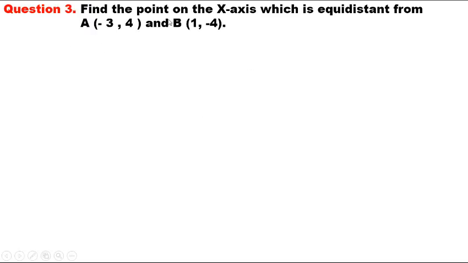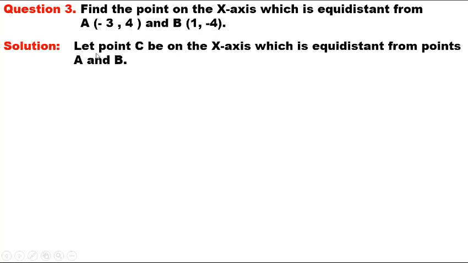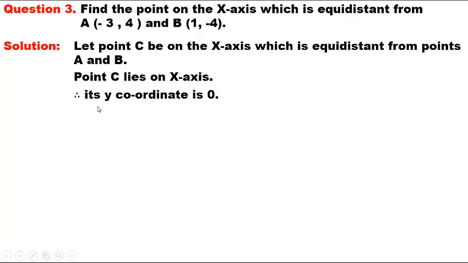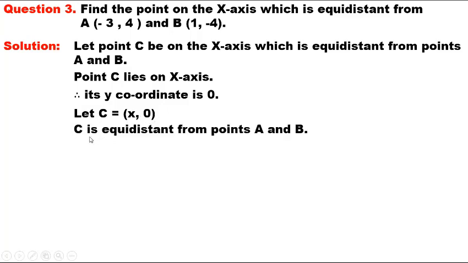Question third. Find the point on the x-axis which is equidistant from A (-3, 4) and B (1, -4). Solution. Let point C be on the x-axis which is equidistant from the points A and B. Point C lies on the x-axis, so its y coordinate is 0. Let C be (x, 0). C is equidistant from the points A and B. Therefore AC is equal to BC.